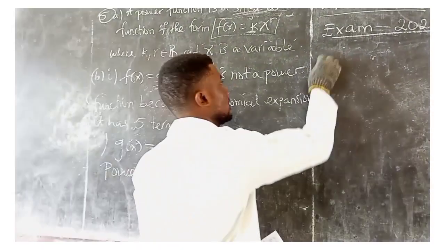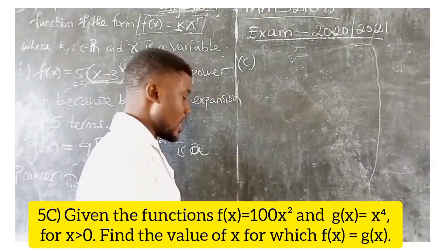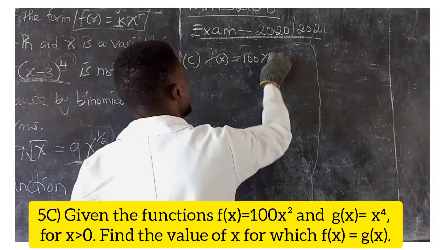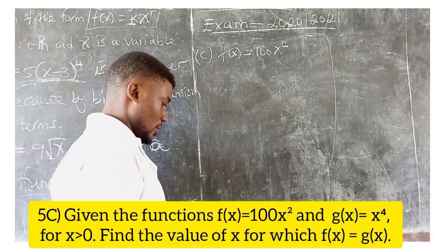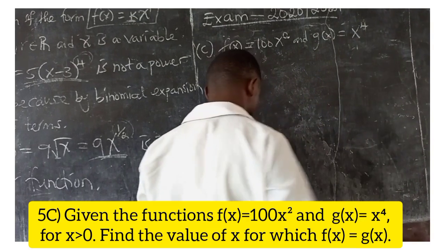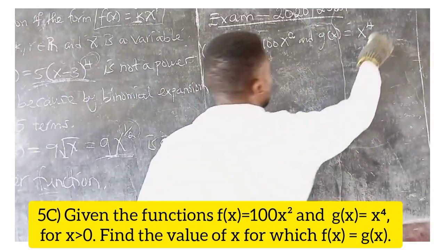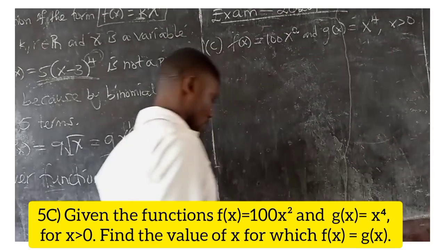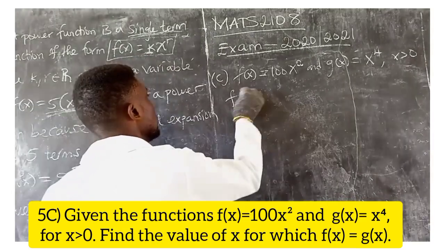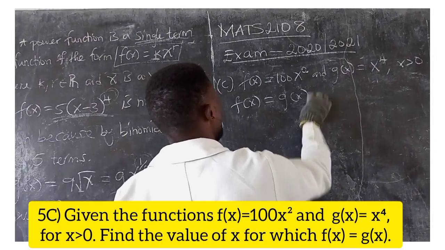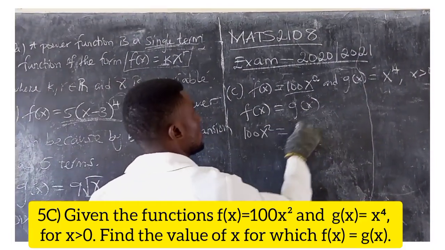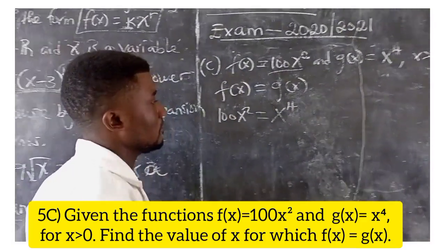Then the C part. The C part says, given that f of x is equal to 100x squared and g of x is equal to x to the power 4, where x must be greater than 0, find the values of x for which f of x is equal to g of x. Alright, for f of x equal to g of x, it means now what? 100x squared is equal to x to the power 4.